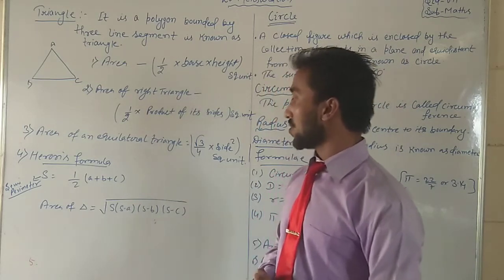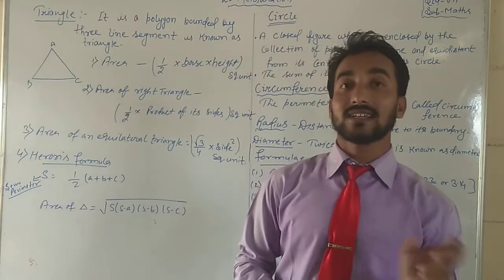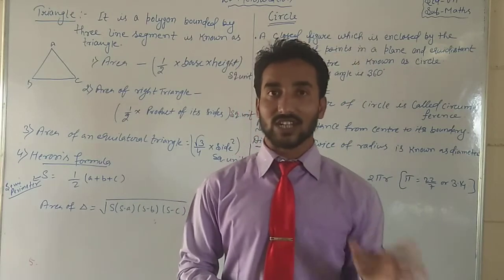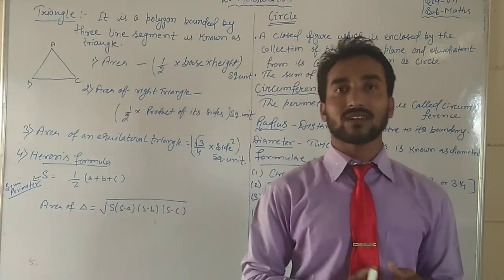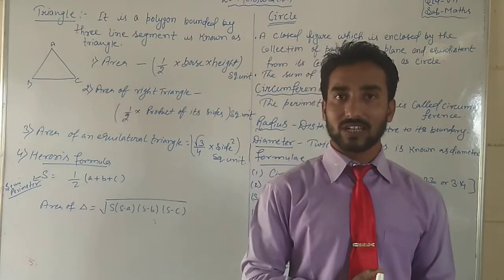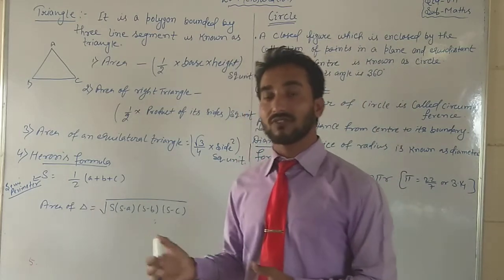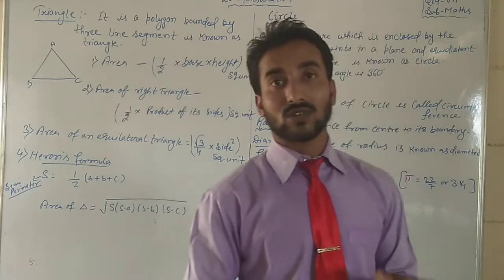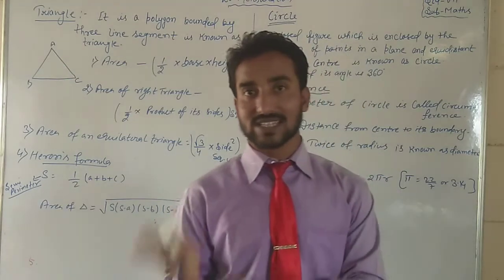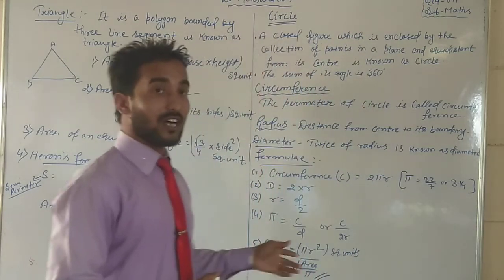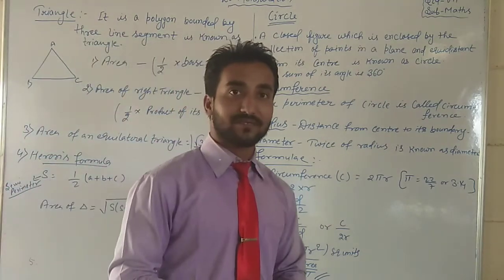If I need the area of the triangle, we consider root under S into S minus A. What is A? A is a side of the triangle. What is B? A side of the triangle. What is C? A side of the triangle, which is given. These will all be given in the question. In such circumstances, you have to find the area of the triangle. So the area of the triangle is equal to root under S into S minus A, into S minus B, into S minus C. S you already know very well.